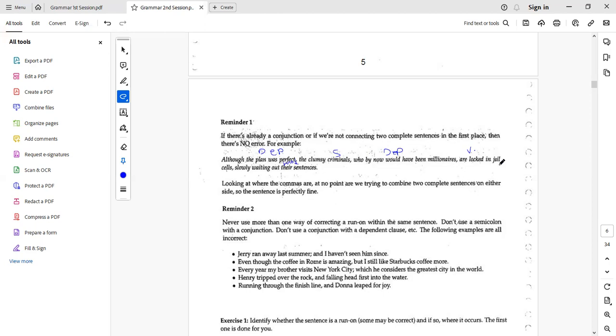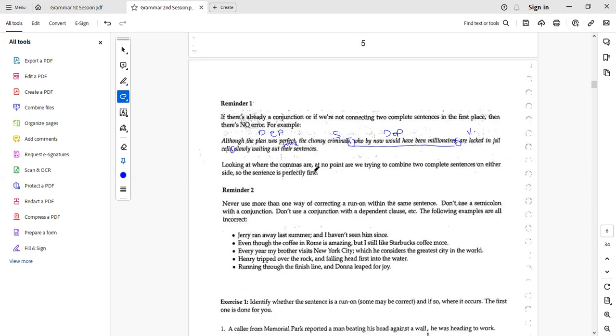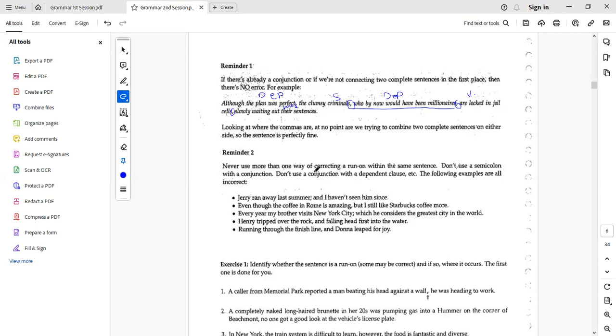It's a dependent, then independent, between them comma. And here, there is a relative clause inside the independent, so we put a comma before it and after it. And before the modifier, we put a comma, so this is right. Another reminder. Never use more than one way of correcting a run-on, like don't use a semicolon with fanboys. So don't use a semicolon with a conjunction.